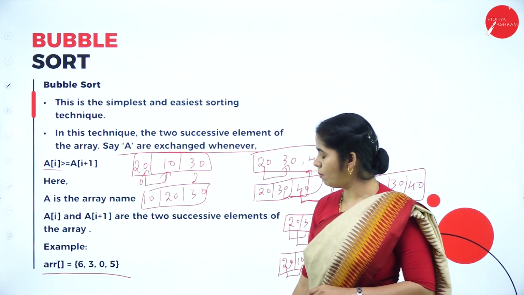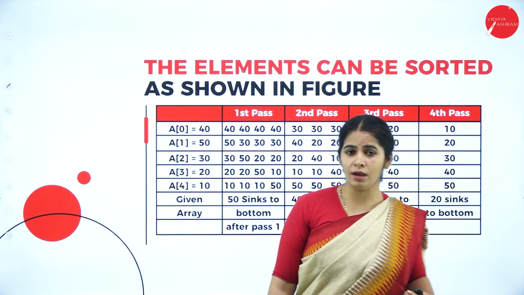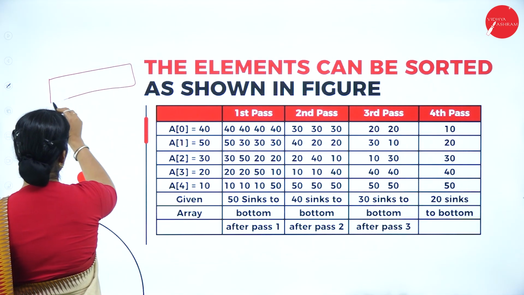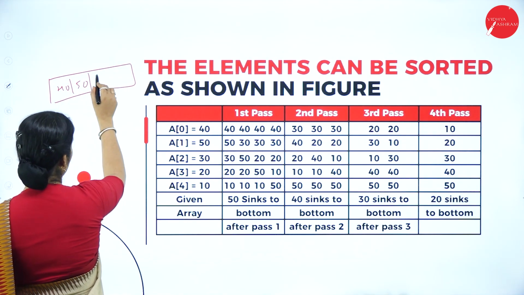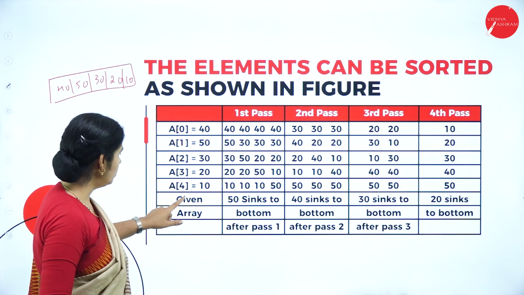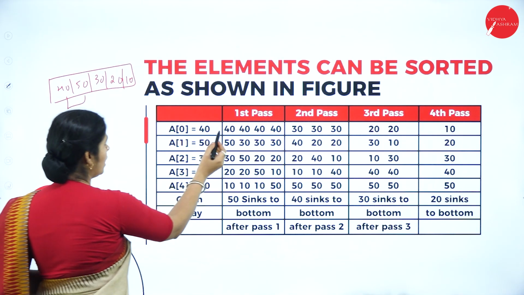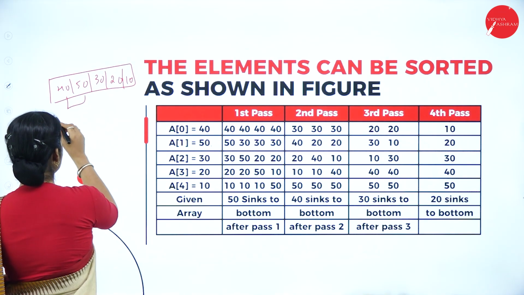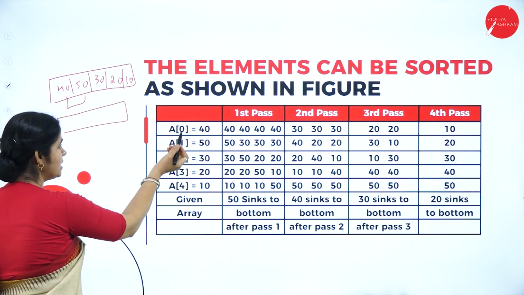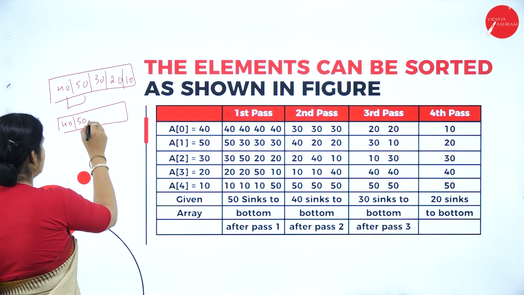So here they have taken the example 6, 3, 0 and 5. How many elements are there? 4 elements are there. So what they have done? Here you can see all the elements of the array: 40, 50, 30, 20 and 10, right? So now what we have to do? This is the given array. First compare these two elements. We are comparing 40 and 50. No changes. We are not doing any changes because 40 is less than 50, A of i is less than A of i plus 1. So keep the 40 and 50 as it is, right?